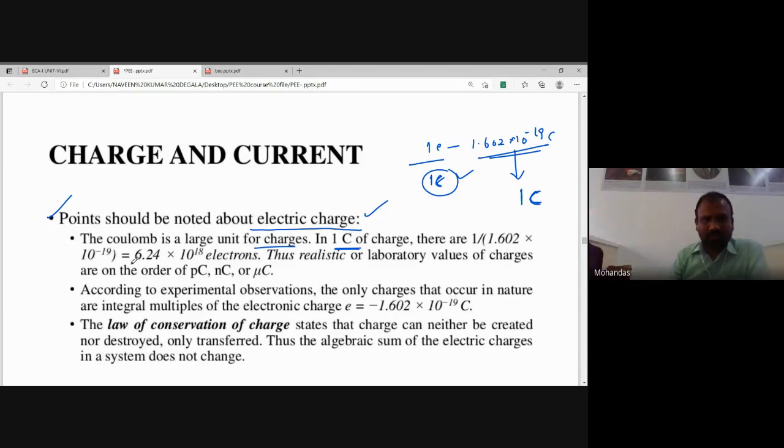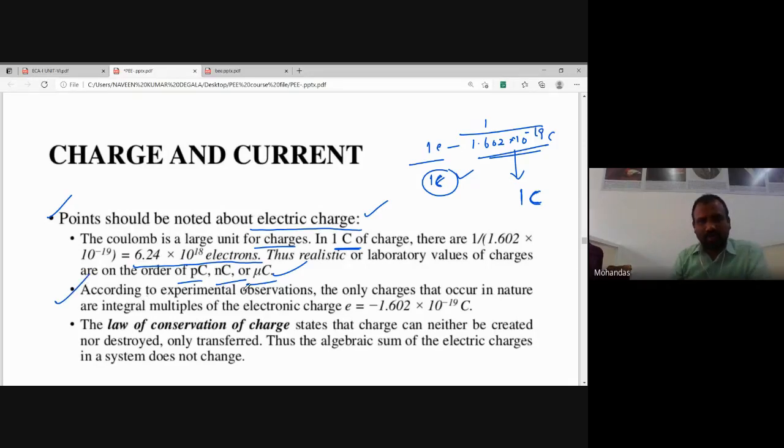How many electrons do we require? 1 divided by this value becomes 6.24 × 10^18 electrons, which are required to get 1 coulomb of charge. That is the reason why the value of charge may be in microcoulombs, nanocoulombs, picocoulombs, like that.